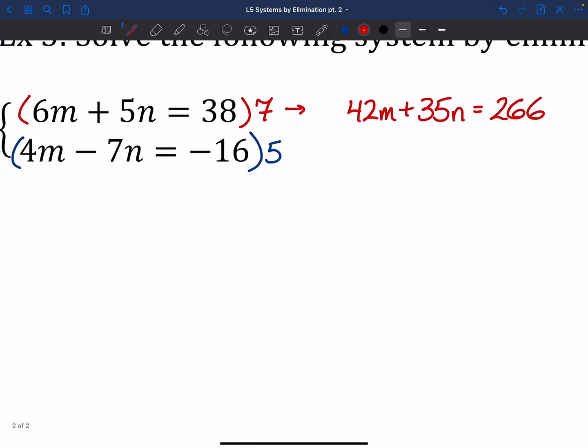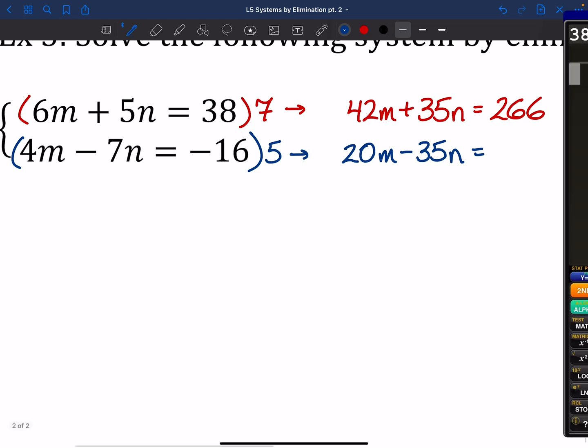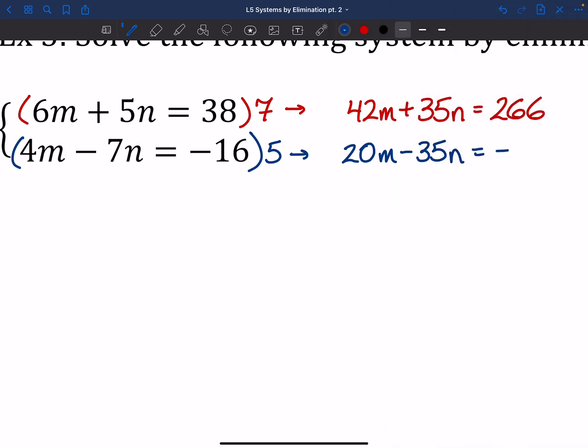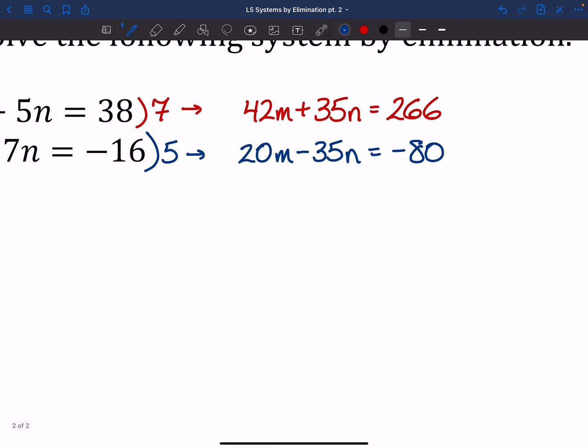All right, we're going to do this out for the second one there as well. 4 times 5 is going to give us 20m. Right, we're going to end up with negative 35n, which is what we were hoping for. And then negative 16 times 5, I think I know, but I'm going to double check just to be absolutely sure that we don't mess up this problem. Negative 80. Right, so now we've got these similar coefficients, the n's. Because they are opposites, I'm going to be able to just add these together.